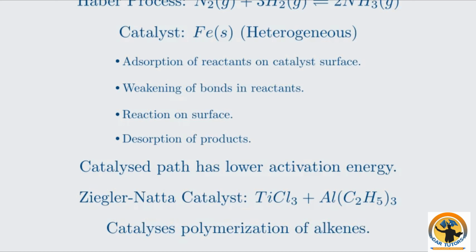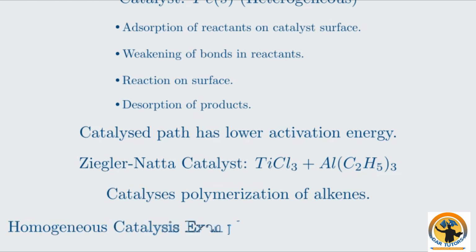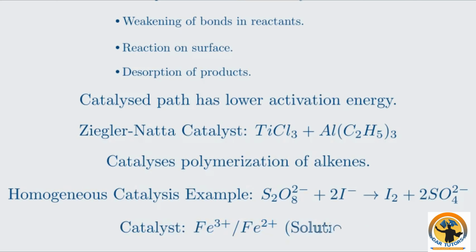Transition metals also act as homogeneous catalysts, where the catalyst and reactants are in the same phase, typically solution. For example, iron(III) ions catalyze the reaction between peroxodisulfate and iodide ions. The iron(III) catalyst is reduced to iron(II), which then reacts with the peroxodisulfate. The resulting iron(II) is oxidized back to iron(III) by the peroxodisulfate. The catalyst is regenerated.